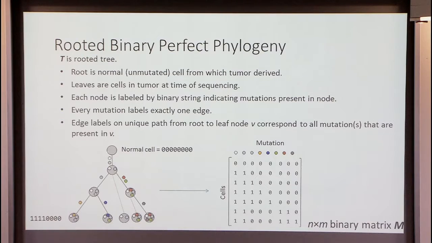Okay, so let's describe the trees that exhibit this model. Rooted trees, the root is the normal or unmutated state. Again, this is our assumption because we're evolving from the germline genome. The leaves are the cells that we measure. Each node is labeled by this binary string indicating which mutations are present at that node. So here's the ones we measured at the leaves, as well as potentially some others. Since a mutation happens only once, every mutation labels only one edge on the tree. And the edge labels on the unique path to the root actually spell out the mutations that are present in that cell. Okay? Very straightforward model.